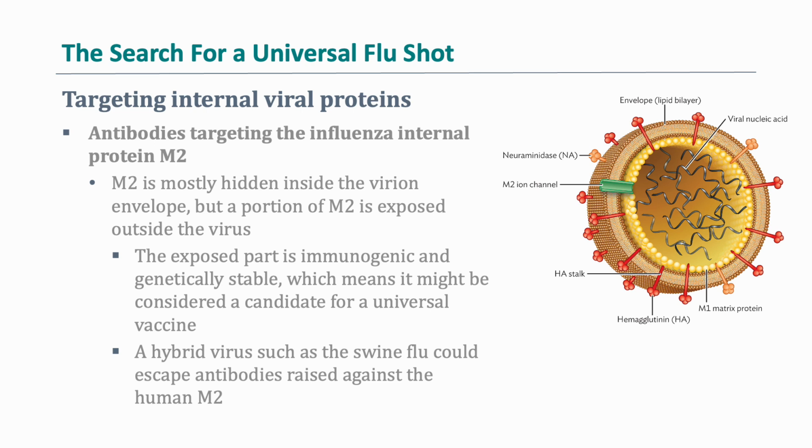Because the exposed portion of M2 doesn't mutate as frequently as other surface proteins, it could be a key component in a universal vaccine. However, there is a challenge. A hybrid virus, such as the swine flu, could potentially escape antibodies raised against the human M2 protein. This is because certain viral strains may have slight differences in the M2 protein, preventing the immune system from recognizing them effectively. This highlights the need for further research to ensure that targeting M2 can provide broad protection against all influenza strains.